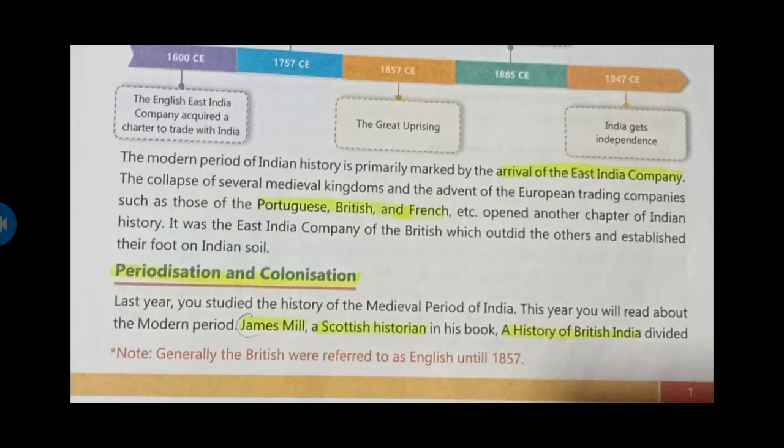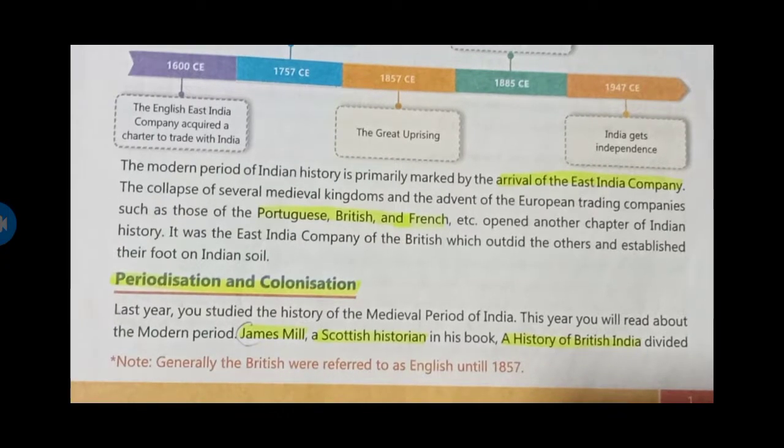Of all the trading companies who came to India, Dutch, Portuguese, British, French, Danish, only the English East India Company established its foothold on Indian soil. All these trading companies came to India, but they were not able to conquer India, or they were not able to stay in India for many years, we can say.